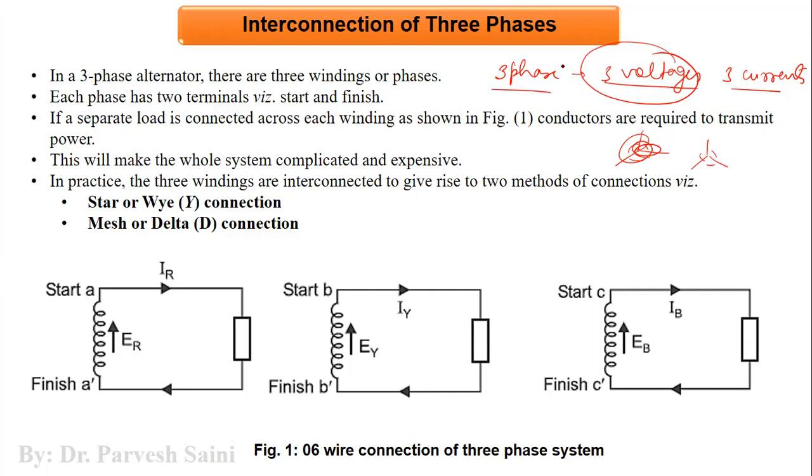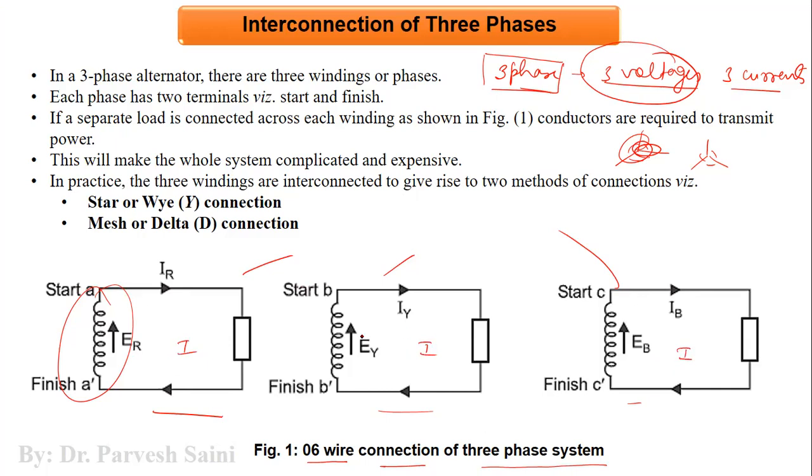Now we have already discussed that a single phase system can also be used as a three phase, but in that we need to have three different single phase systems, and then we can use them as a three phase system. So that would increase the number of conductors, number of coils, and number of wires. As you can see in this particular diagram, we have a 6-wire connection of three phase system. This means all these are single phase systems and they can be used as three phase in a separate way.